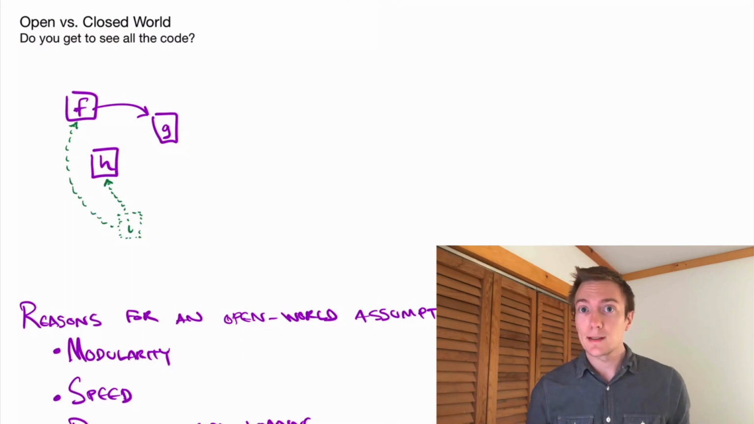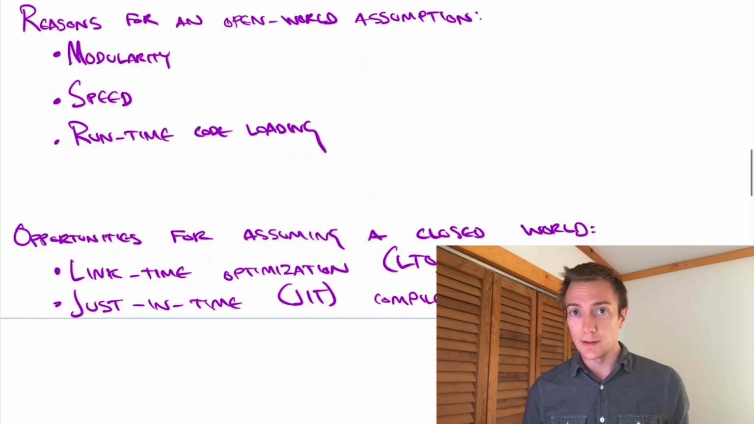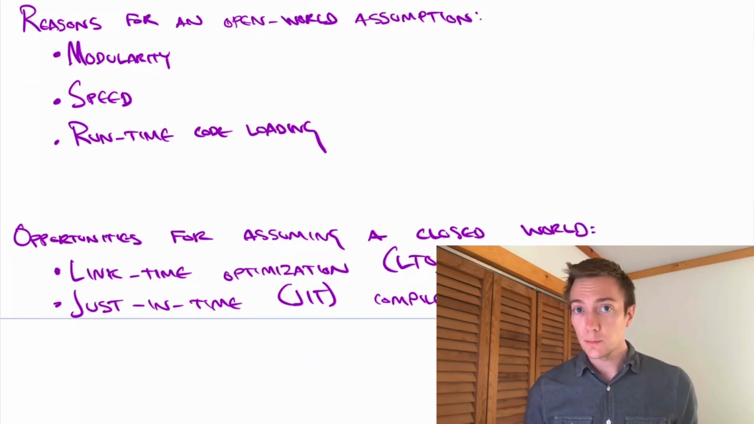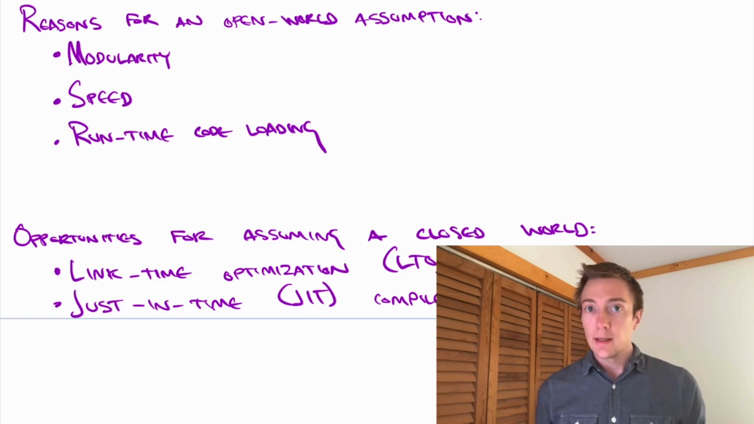And this is true, it is quite limiting, but it's also really practical for a lot of reasons that you just can't get around in a lot of compilers. Here are some reasons why often, practically, you need to make an open world assumption, and this limits the powers of interprocedural analysis. The first is modularity.